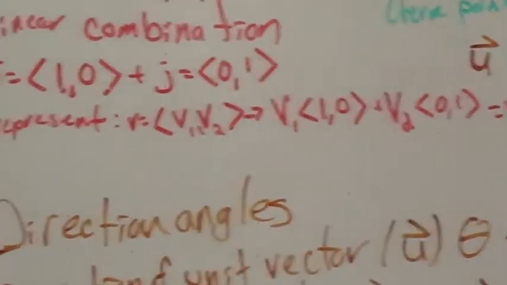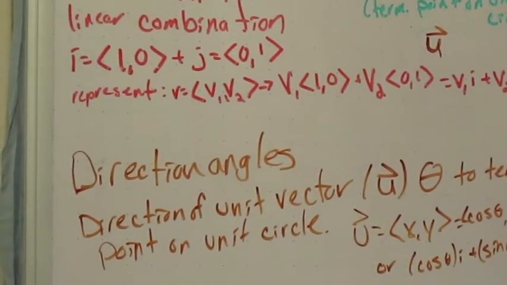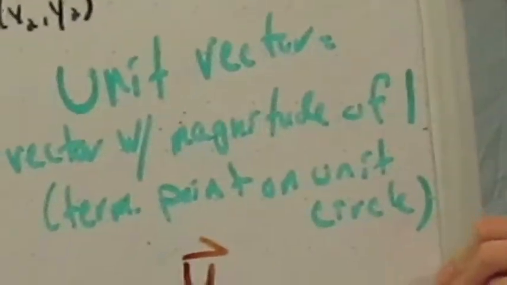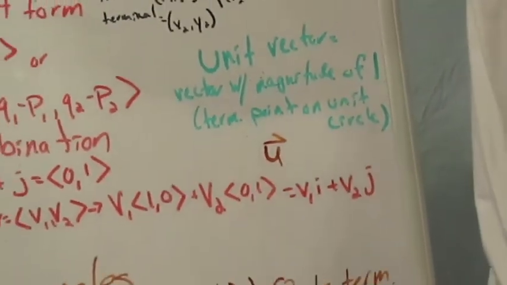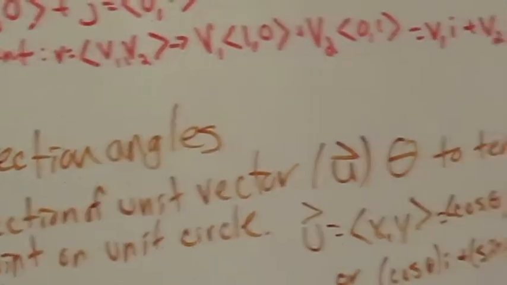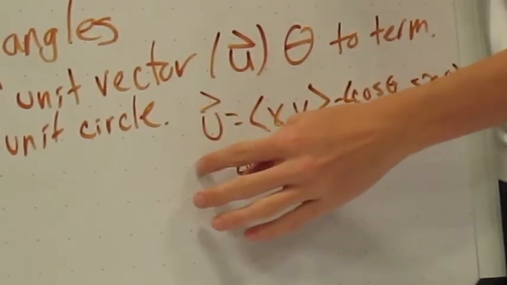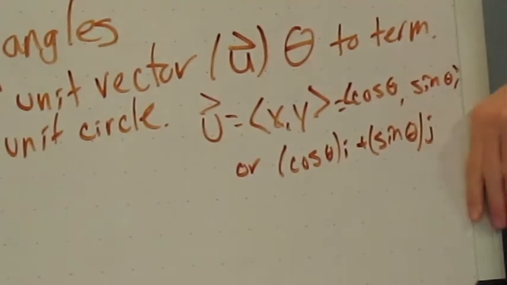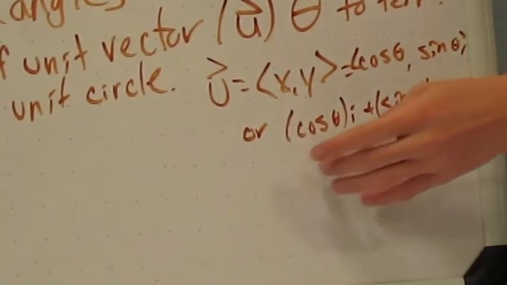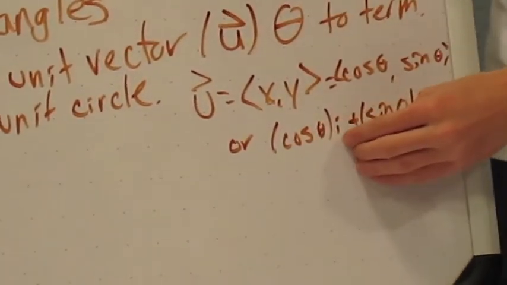In direction angles, we take the unit vector, so we should first learn about the unit vector. The unit vector represents the vector with a magnitude of 1, centered at the origin, which means it has a terminal point on the unit circle. Going back to direction angles, the direction of the unit vector v of theta is the angle from the origin to the terminal point on the unit circle, let's say 30 degrees. It can be represented by x, y or cosine theta, sine theta from the component form, or with a linear combination, cosine of theta i plus sine of theta j.